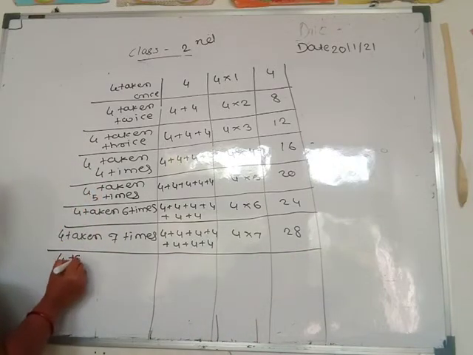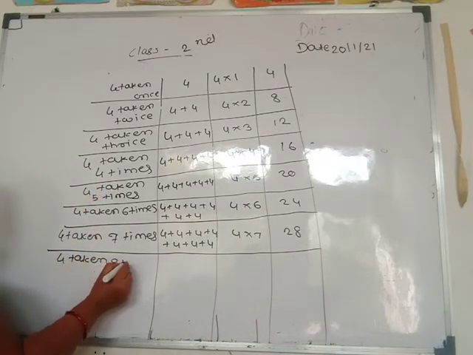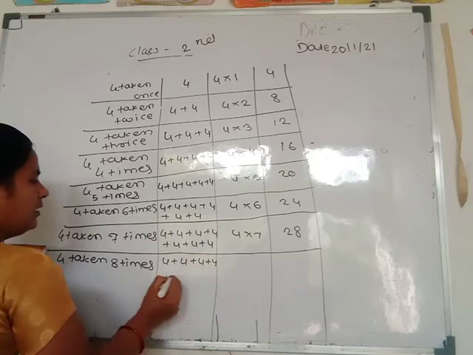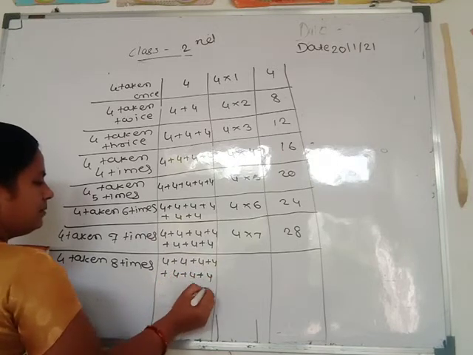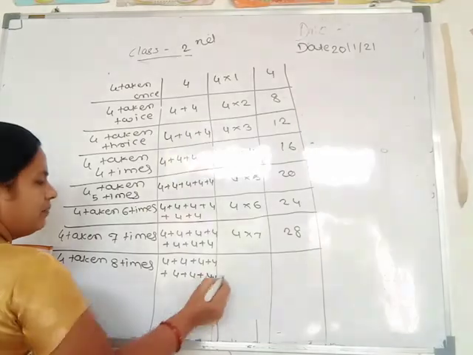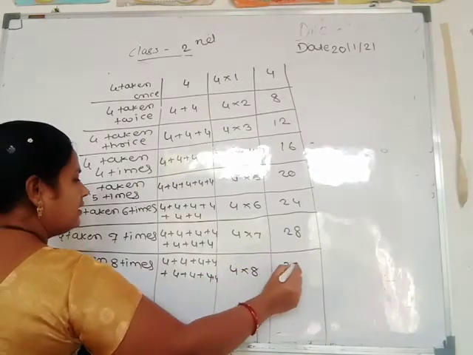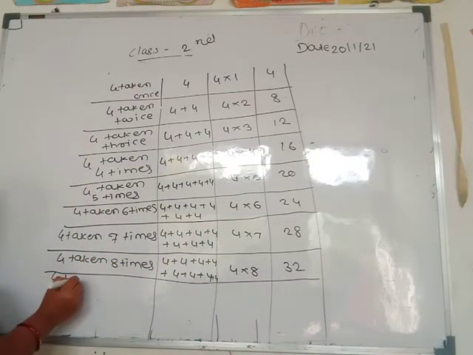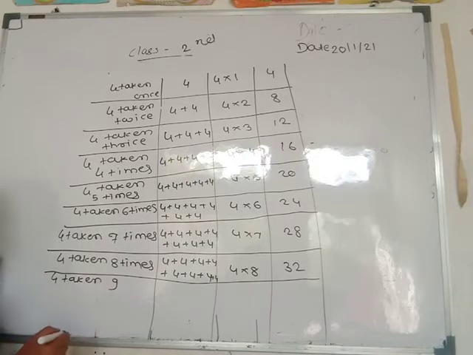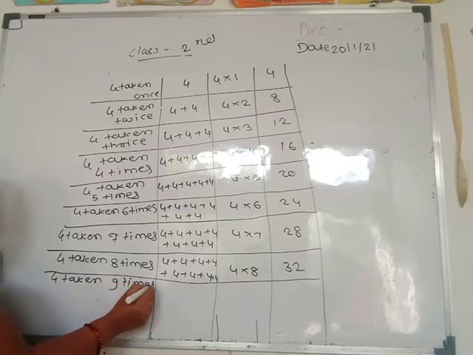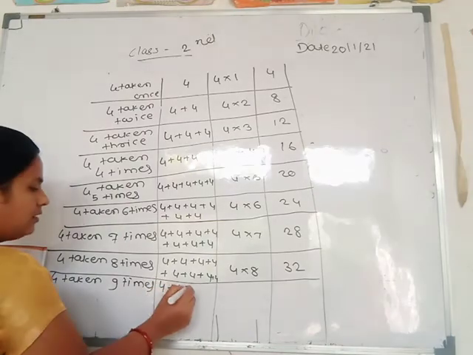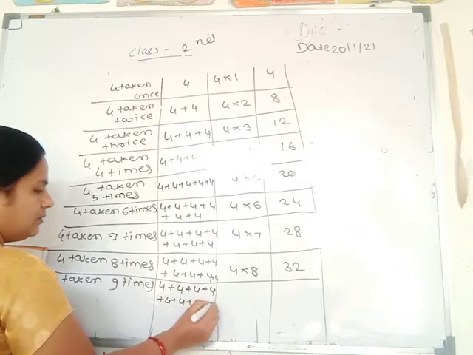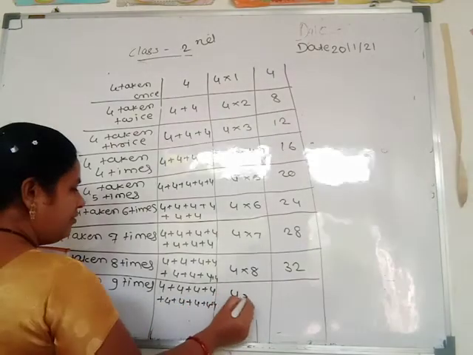4 taken 8 times means 4 plus 4 plus 4 plus 4 plus 4 plus 4 plus 4 plus 4, means 4 into 8. 4 eights are 32. Then 4 taken how many times here? 9 times. Then you addition of this 4, 9 times. Plus 4 and plus 4. Means here 4 into 9.